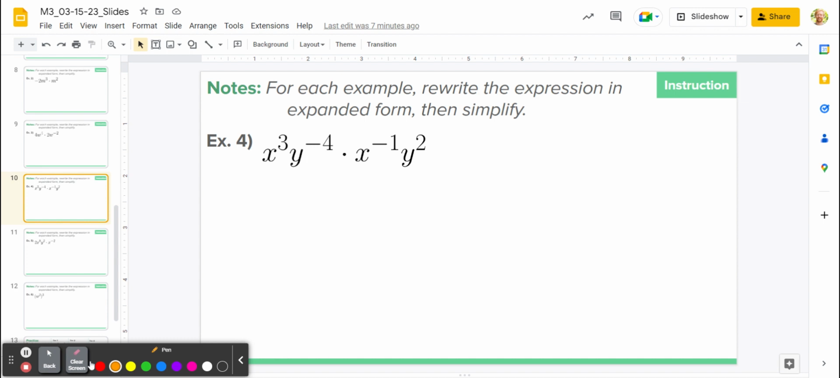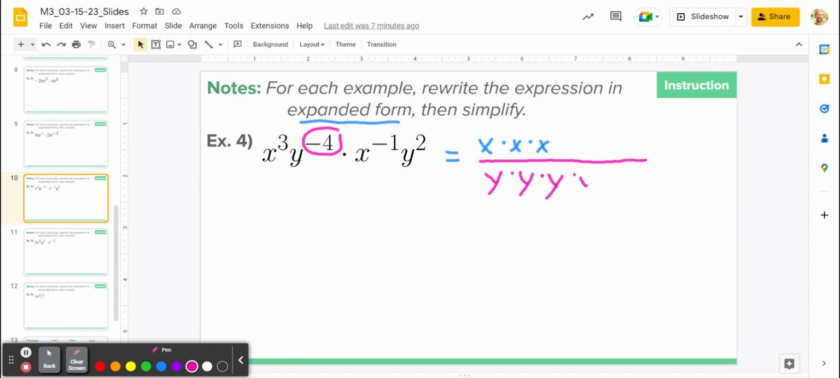All right, let's really start building with this, building in multiple variables with the negatives as well. So starting with expanded form, we have x to the third, so x times x times x. We have a negative 4 for this y, so let's set up a fraction here. We'll divide by y times y times y times y. Then we have another negative exponent with x to the negative 1, so we'll tack on it times x. And finally, we have this y squared at the end, so times y times y. So that's what our expanded form looks like.